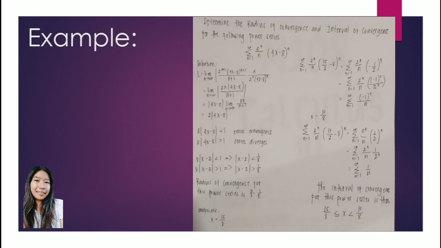Then let's substitute it. The sum from n equals 1 to infinity of 2 raised to n all over n times 1 half is equal to, just multiply it, so the product is the sum from n equals 1 to infinity of 1 over n. So the interval of convergence for this power series is x greater than or equal to 15 over 8 but less than 17 over 8.